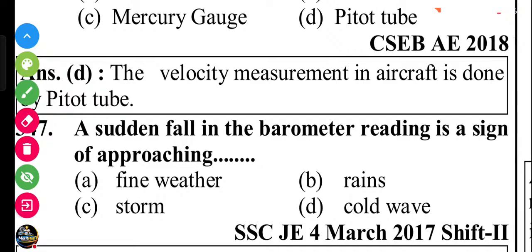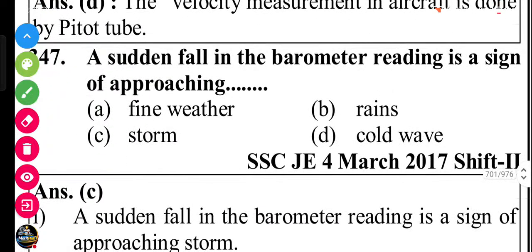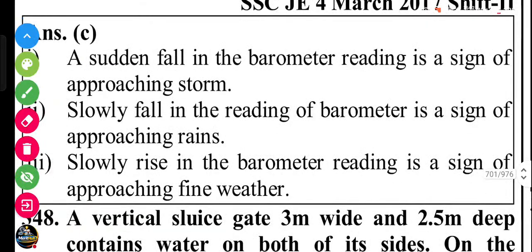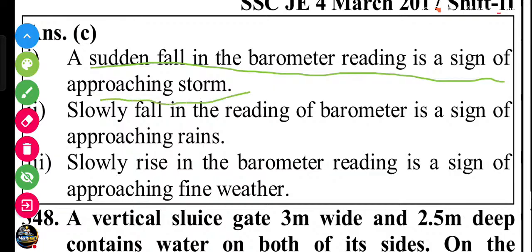A sudden fall in the barometer reading is a sign of approaching fine weather, rains, storms, or cold wave? A sudden pressure drop means a storm. A sudden fall in the barometer reading is the sign of an approaching storm. A slow fall in the barometer reading is the sign of approaching rains. A slow rise of the barometer reading is the sign of approaching fine weather.